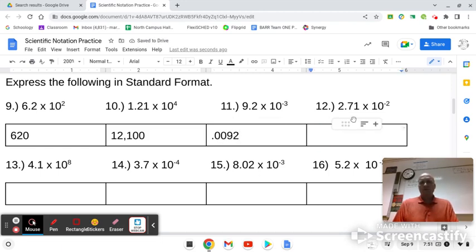Number 12, same idea, less than 1, negative exponent. So that's going to be 1, 2 to the left. 0.0271.